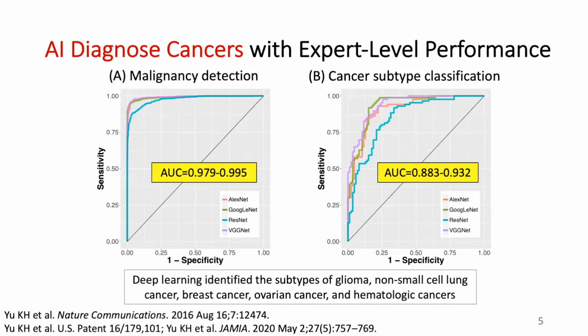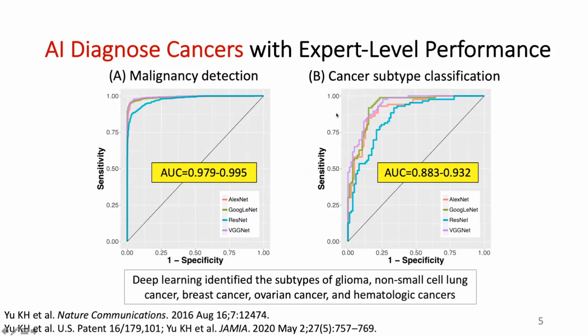And here's an overview of our diagnostic system for various types of cancers. Essentially, our machine learning-based system can diagnose cancers with expert-level performance in many use cases. The figure panel on the left shows the performance of detecting malignant regions in our slides, and we show that the performance is near perfect in our use cases.